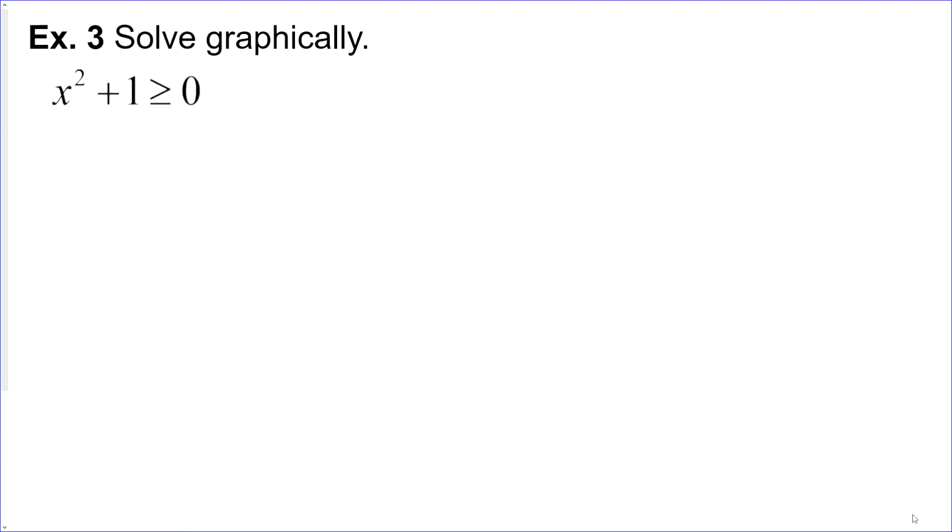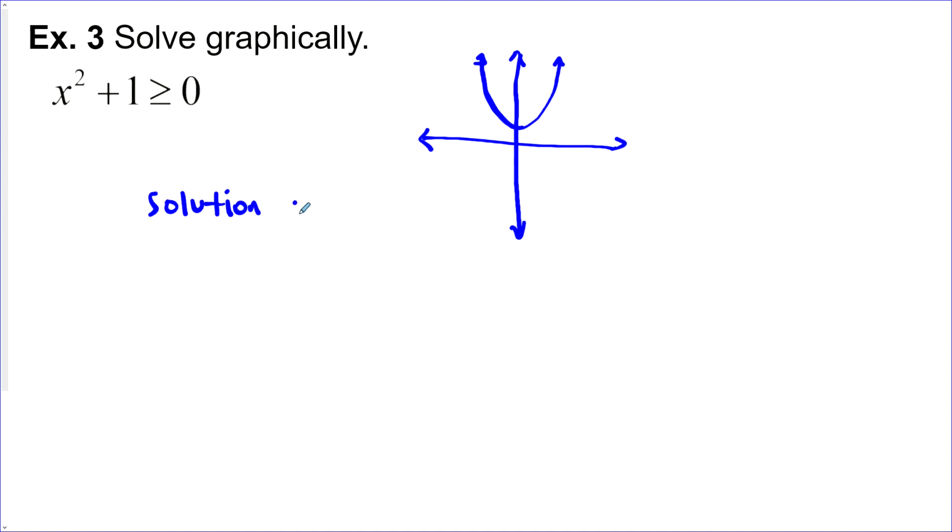Example 3, we want to solve this one graphically. X squared plus 1 is greater than or equal to 0. So let's graph this. X squared plus 1, there's our x squared plus 1. Okay, that's how it looks. Now, this one's pretty easy. We don't need to do anything. X squared plus 1 is always greater than or equal to 0. It's always higher. So we put any x value in here and it's going to be greater than or equal to 0. And so our solution is any real number. Will do for us just fine.